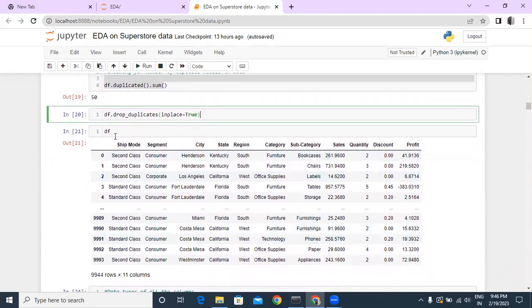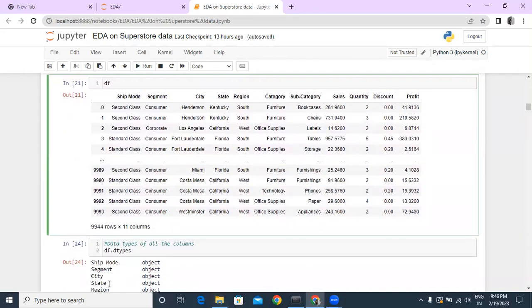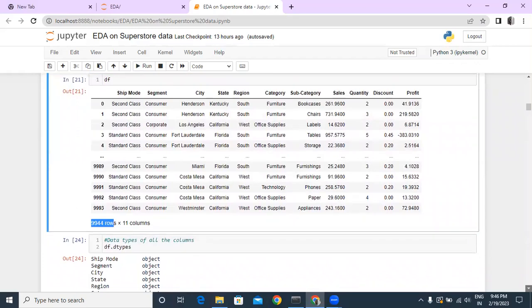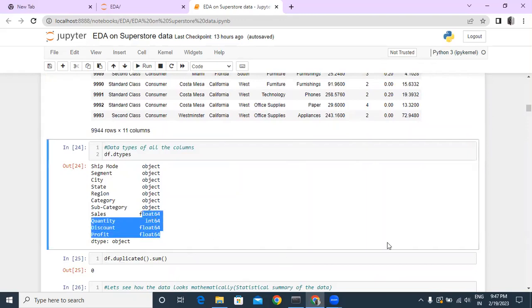Now we are verifying that, so we are checking upon our data, and yes, now we have 9944 rows. Earlier we had more, so they are dropped. Now let's look at the data types once again. Of the remaining columns, 2 are removed, so we can see that we have these 4 as the numerical columns.